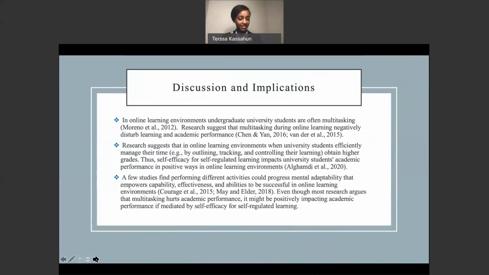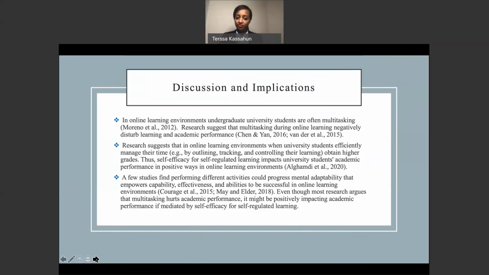So when we come to discussion and implication, yes, in an online learning environment, undergraduate university students often multitask. And research suggests that multitasking during online learning negatively disturbs learning and academic performance. Other research suggests that in an online learning environment, when university students effectively manage their time by outlining, tracking, and controlling their learning, they obtain higher grades. Self-efficacy for self-regulatory learning impacts university student academic performance in a positive way.